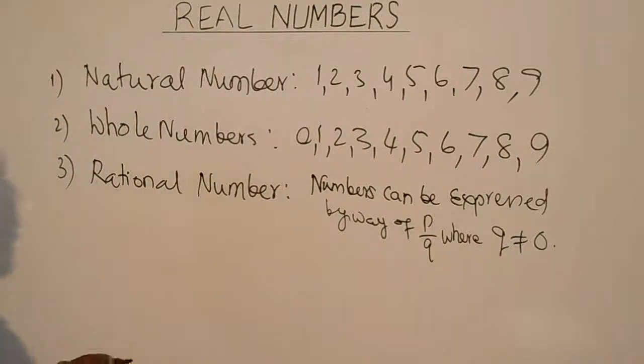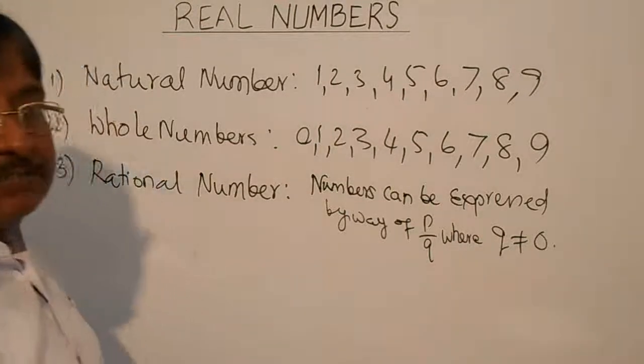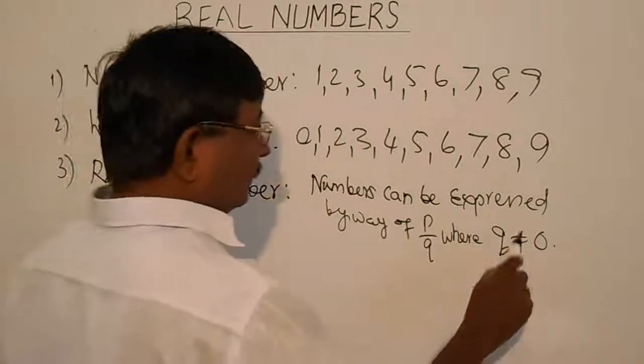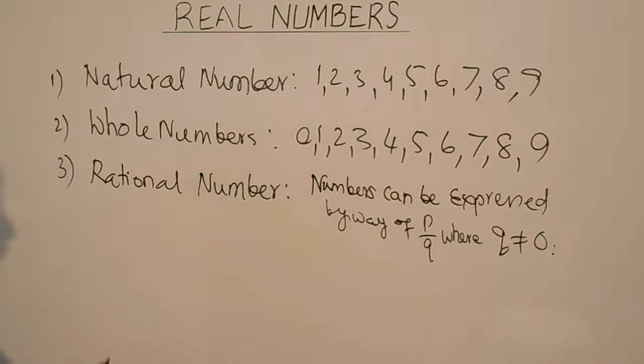And we also have studied the rational numbers. Rational numbers are the numbers which can be expressed by way of P by Q, where Q is not equal to 0. Okay, today what is the real number now?